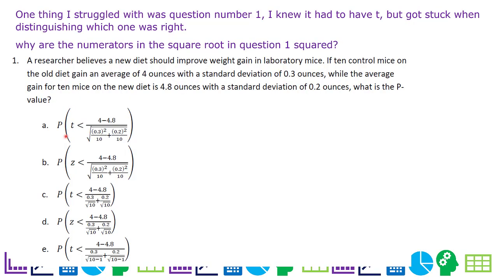One thing I struggled with was question number 1. I knew it had to have t, but got stuck when distinguishing which one was right. And where are the numerators and the square root in question 1 squared?